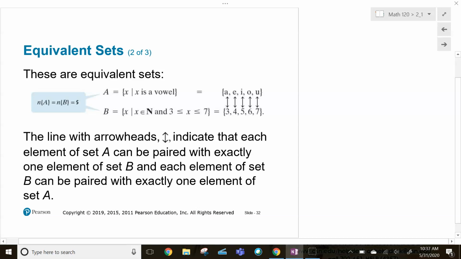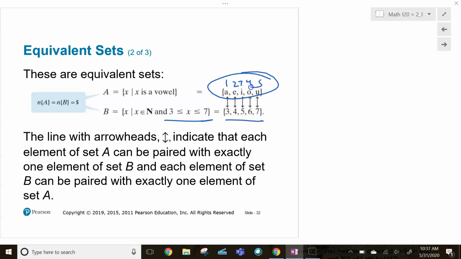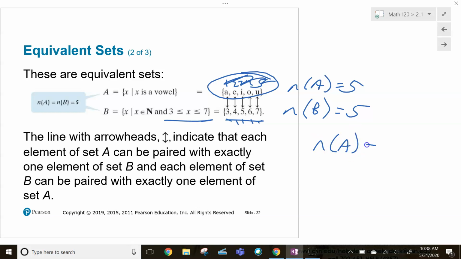So for example, set of all x such that x is a vowel, we got A, E, I, O, U. And then over here we've got natural numbers, and we've got the restriction that it's got to be less than or equal to 7 and greater than or equal to 3. So we've got 3, 4, 5, 6, 7. Well, notice that there's 1, 2, 3, 4, 5 in A. And notice in set B, you've got 1, 2, 3, 4, 5. So they are equivalent sets.